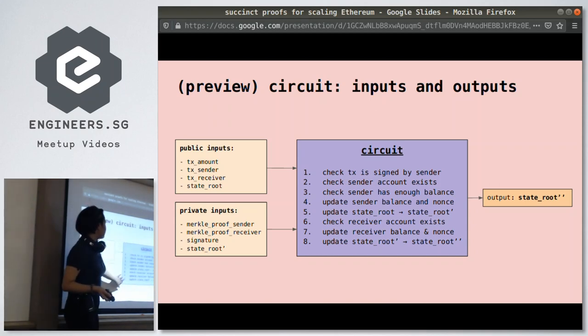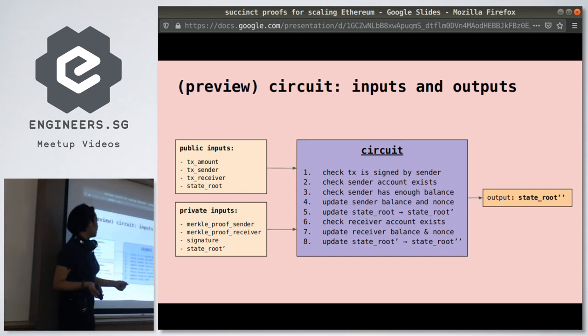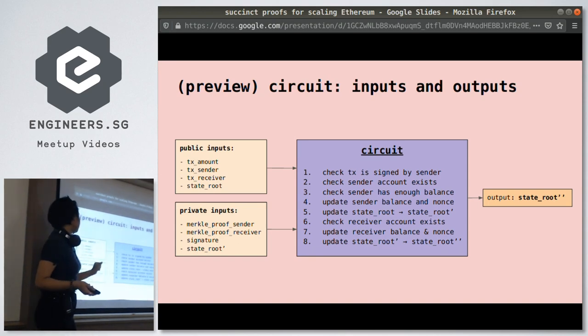So this actually is very close to the state transition function that is defined in Bitcoin. But the point being, we're stuffing it all into this circuit. We're not going to perform all these on-chain. Instead, we're compressing it into a succinct proof.